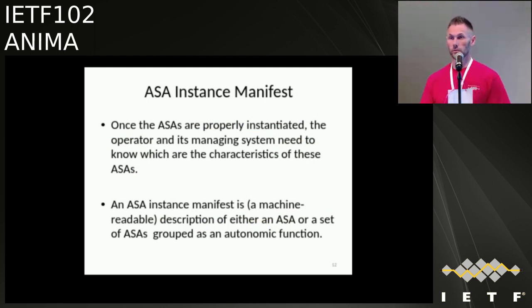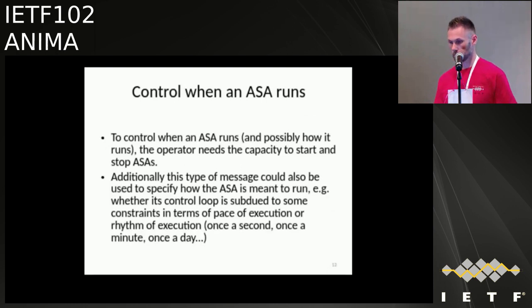The mandate expresses what the functions need to do, and the manifest is the other way around, which expresses that the ASA, when it is deployed, gives a report to the management system: this is how I have been instantiated on these devices, this node, using this configuration. So this is just a kind of feedback mechanism. Next slide.